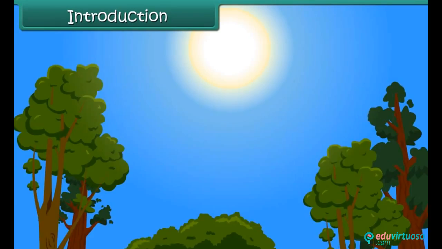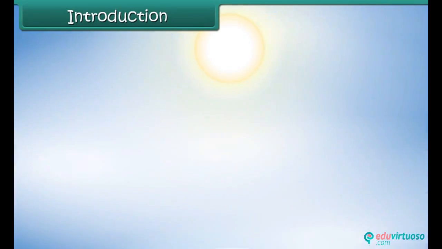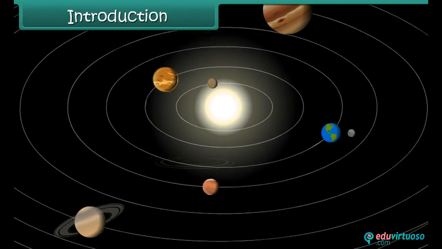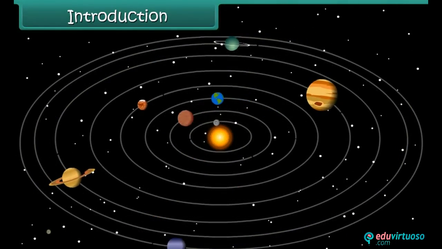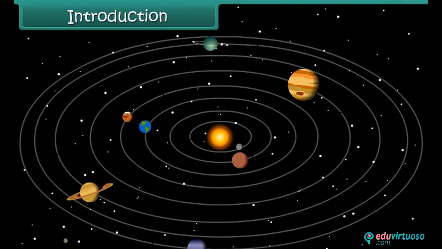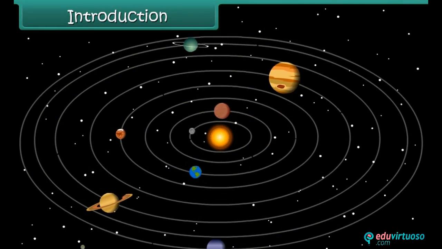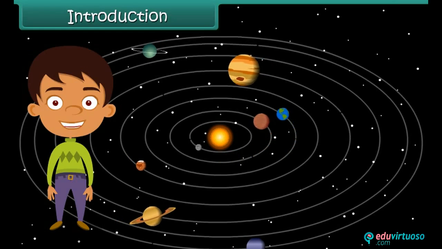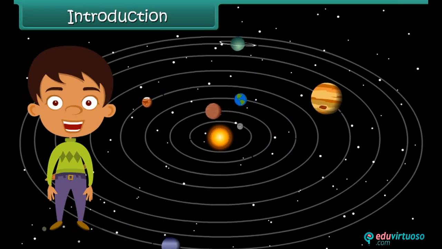The solar system is the Sun and the group of planets and bodies that orbit it. The Sun is the center of our solar system. Planets and other bodies like comets and asteroids orbit or go around the Sun. In this lesson, let us learn more about the solar system.